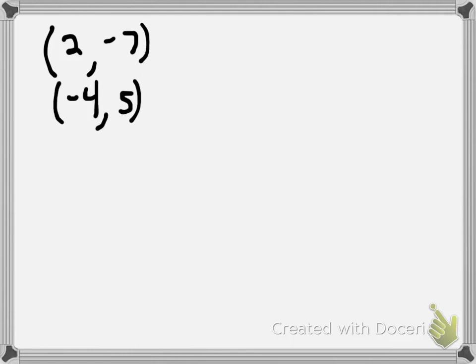So step number one is we're going to find the slope of the line. We've got our 2 points, (2, -7) and (-4, 5). I think it's helpful sometimes to make sure you label them with the x and the y. So first is the x and then is the y, just as a reminder of how they fit into the formula. And then the slope formula is change in y over change in x.